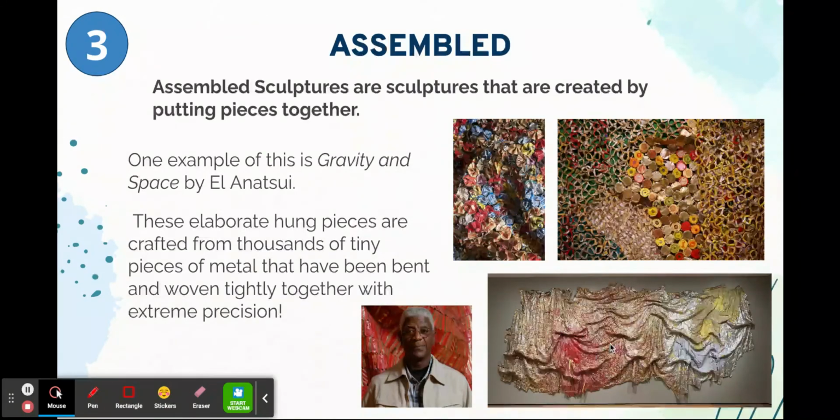So from far away, it kind of just looks like a very, very sparkly blanket. But as you get closer, you'll notice that these are actually all bottle caps that have been sewn together and bent to work together as one woven piece.